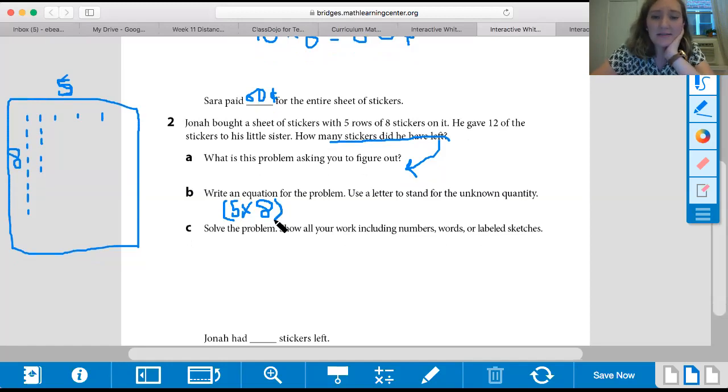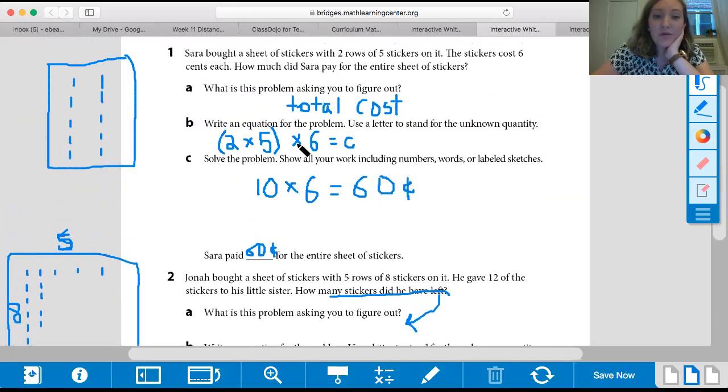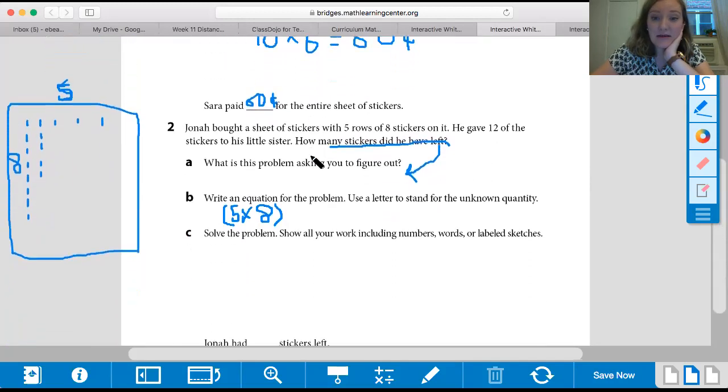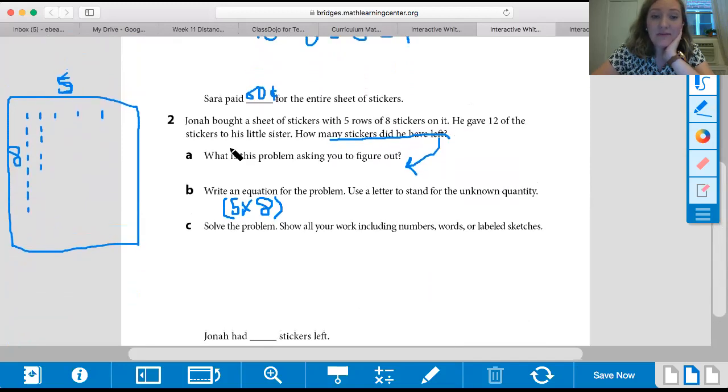5 times 8. Then what do we need to do? Go ahead and say it out loud to someone next to you. Last time, we multiplied by 6. This time, he gave 12 of the stickers away. What do you think we need to do if he took 12 and he gave them away? Are we adding 12? Are we subtracting 12? Are we multiplying by 12? Are we dividing by 12? What do you think? We are subtracting 12. Some of you may have known that. We're going to find out how many he has in all, and we're going to take away 12 stickers. And that is going to equal our final number of stickers he has left, S, which will stand for stickers.